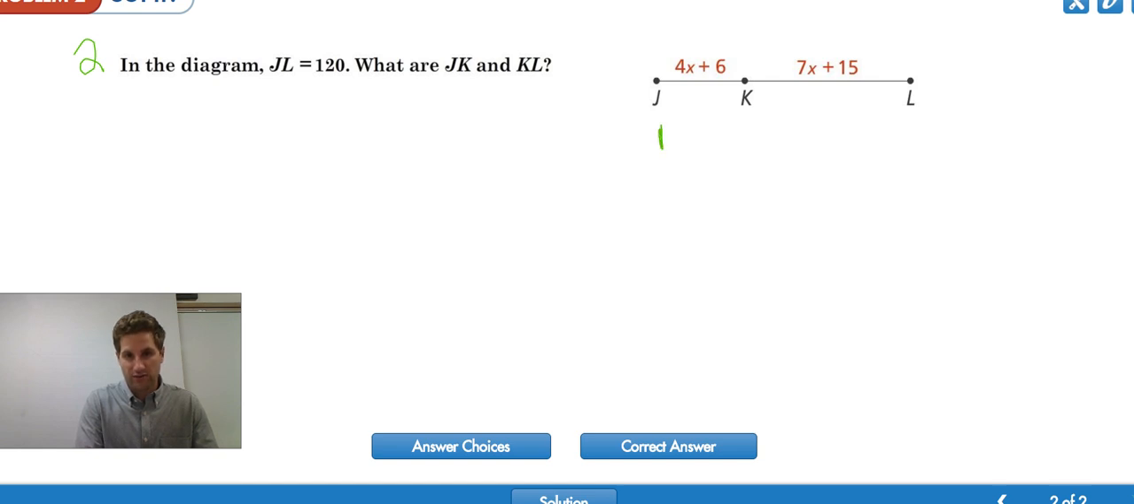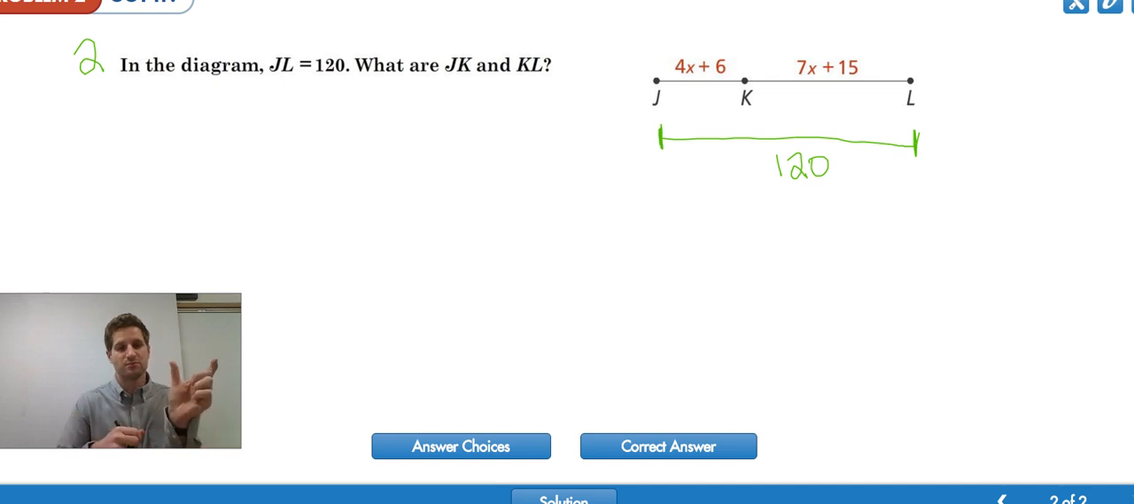So JL will go from here all the way to here. So this is the full segment of JL, and that's 120. So algebraically, how could I create an equation out of this? Well, this is our segment addition postulate. It means the small segment plus the other small segment should equal the large segment.